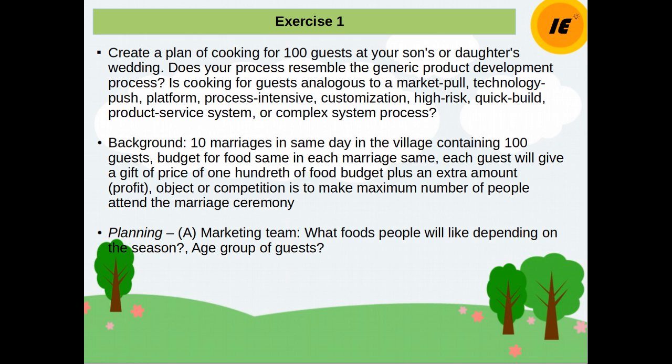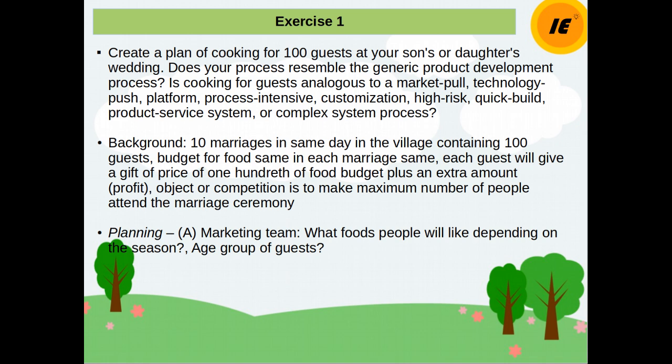So let's assume that in your village or in your area or in your community there are like 100 families, and in your village 10 marriages will happen on the same day. That means there will be 10 families arranging the marriage of one of their members, and the total number of guests in that particular community is 100 all the time. The competition here will be which family's marriage will attract the maximum number of people.